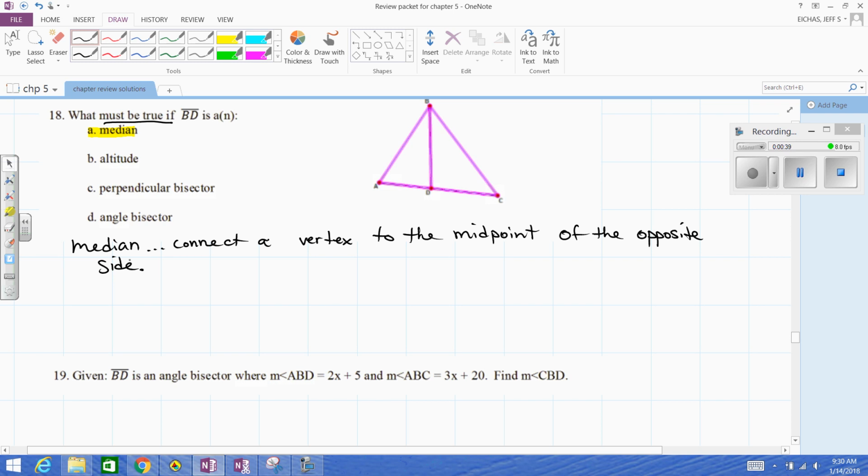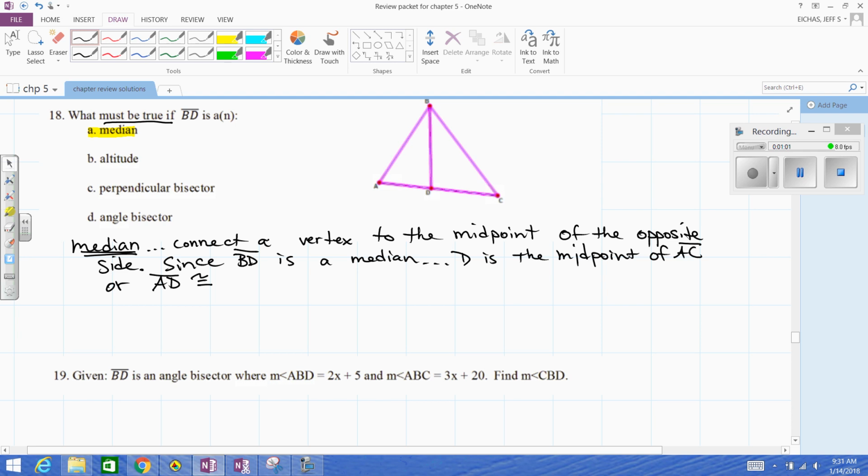Okay, so first, since BD is a median, there's two things we can say. D is the midpoint of AC, or probably what they're looking for is AD is congruent to CD. I'm guessing that's really what they're looking for, is that one right there. Okay. All right, that's the answer to A.